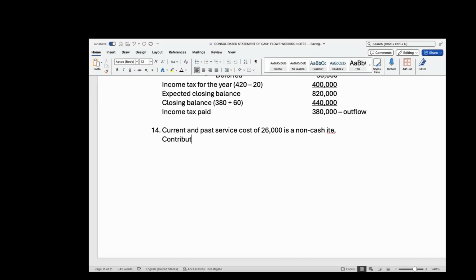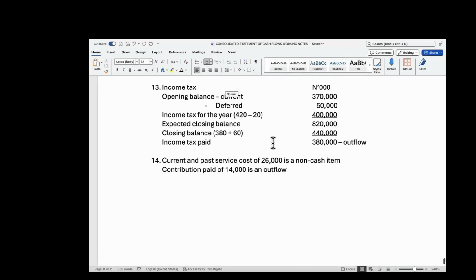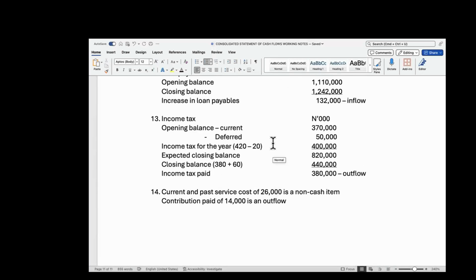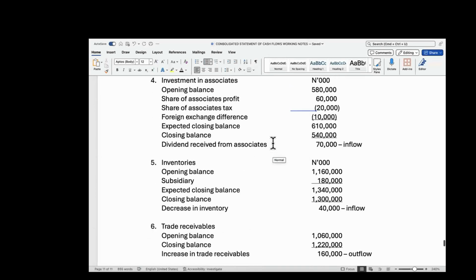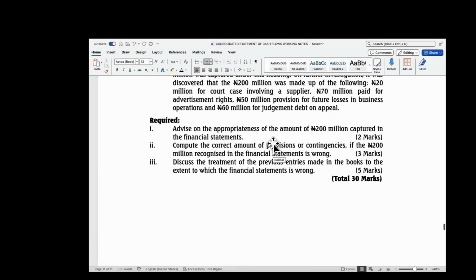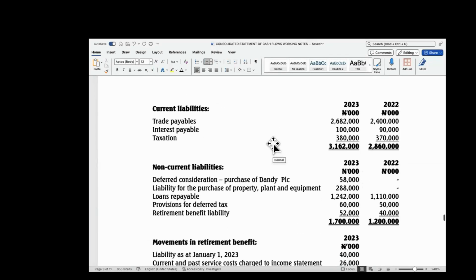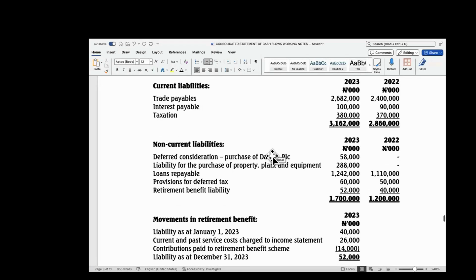Why the contribution paid of 14,000 is an outflow. That one is an outflow. That will be an inflow now. If the closing is not less, that's an inflow, which is unlikely. So practically you should have outflow. Okay, I'm done with non-current liabilities.